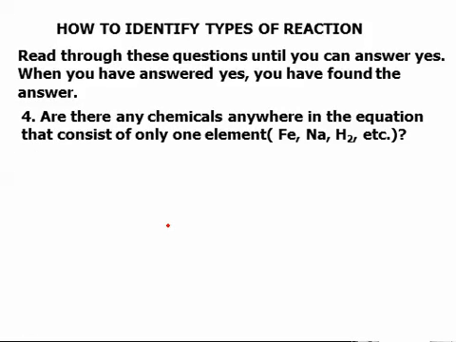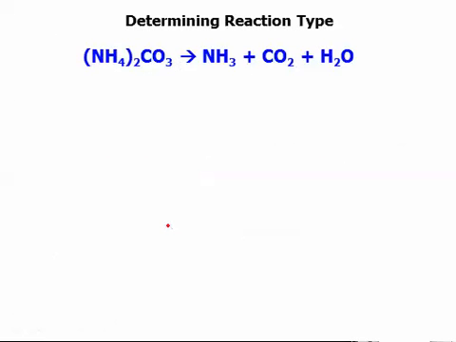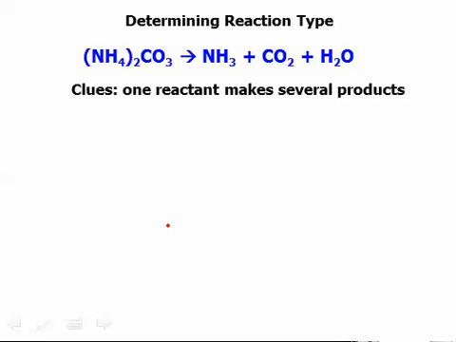All right. Are there any elements in the equation? Basically, do you have a compound plus a single element? If you have a compound plus an element, it's going to be single replacement. And then the only thing that's left is a double replacement, which is going to be a compound plus a compound. The positive ions switch places. So let's look at some examples. So let's look here. So we got one reactant making several products. So that's our clue. So look, that's our first question. If you got one reactant, it's going to be decomposition.